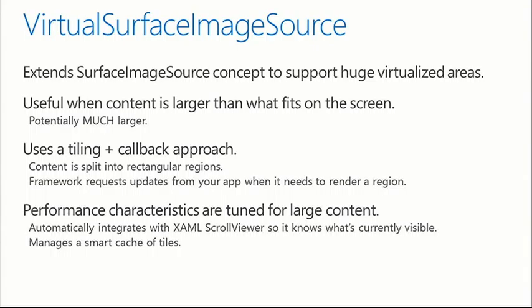And anything that uses a virtual surface image source becomes smart enough to know when you're actually scrolling inside a scroll viewer and will actually request updates on your behalf and handle all that logic of figuring out what's visible at any given time for you. It also maintains a smart cache of these tiles. So if you scroll something out of view and then back again, it won't necessarily have to re-request that stuff that you've already drawn because it will actually cache it and keep it around.